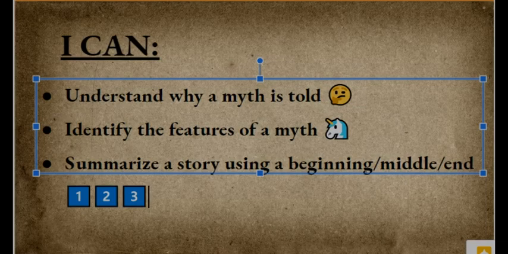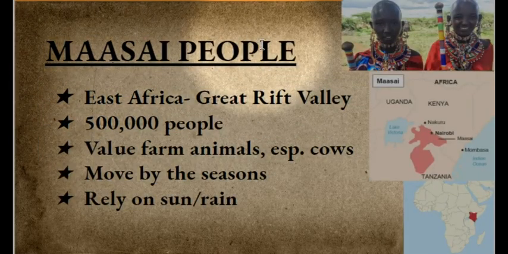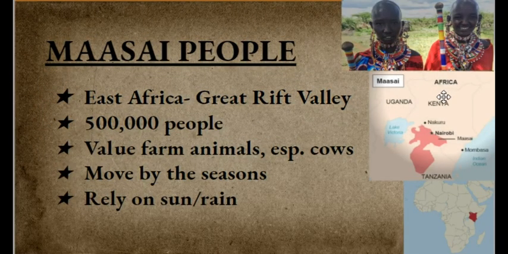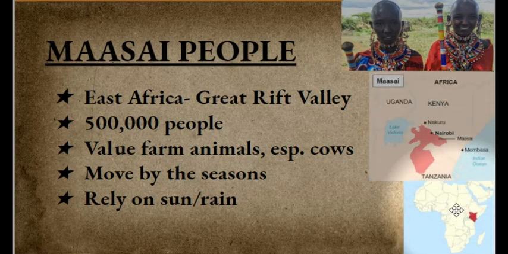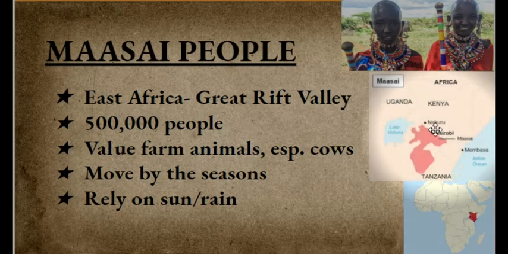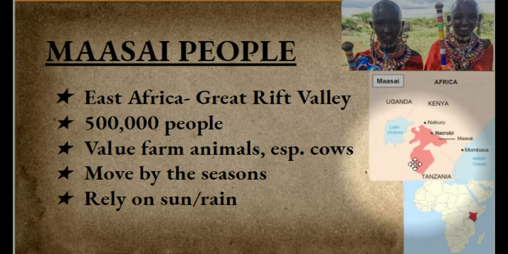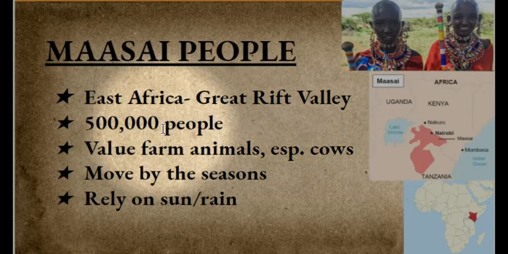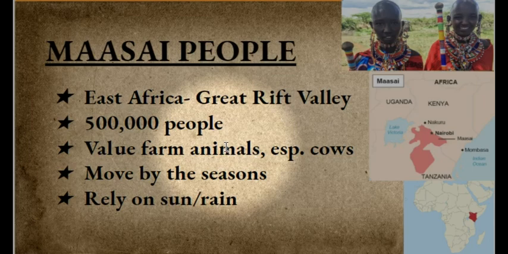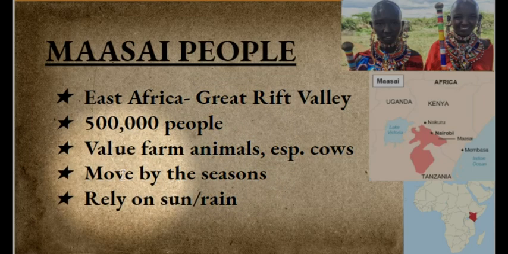So we're going to read a story about the Maasai people, who are people in East Africa along the Great Rift Valley. If you look at this map, this is Africa, there's Kenya, and inside Kenya, kind of close to Nairobi, their capital, is where the Maasai live. There's about 500,000 people in the tribe, and they value farm animals, especially cows, which we're going to see featured in the story. They move around that area based on the seasons.